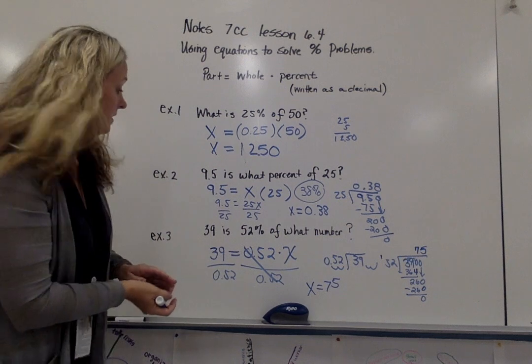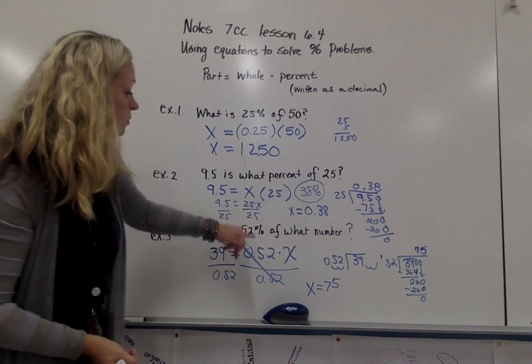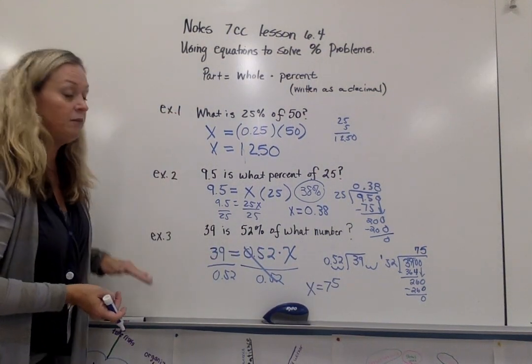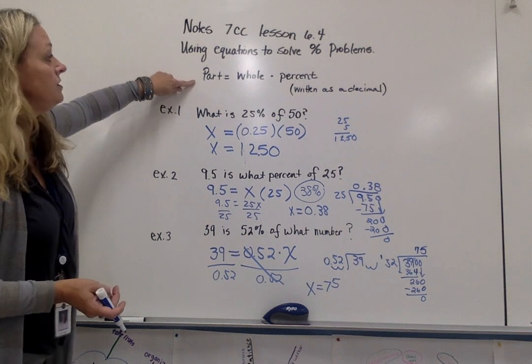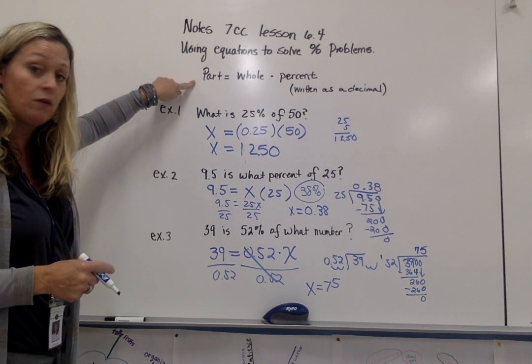And then I go back and I say, all right, not looking for a percent because it's what number? So 39 is 52% of what? 75. When we're setting up equations, we're using part is equal to the percent times the whole, and that percent is written as a decimal.